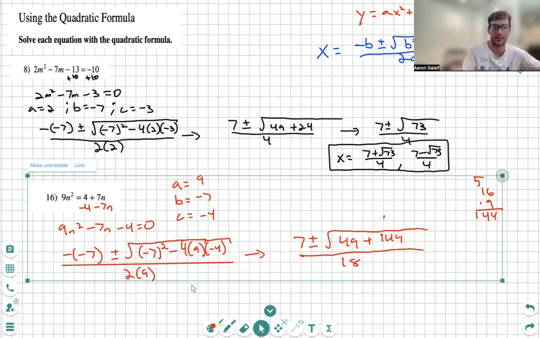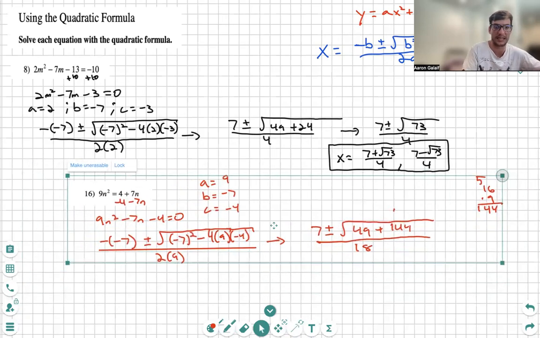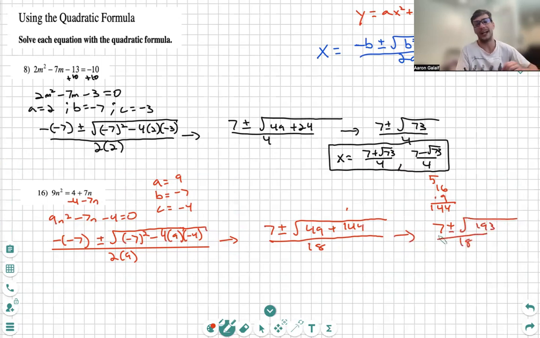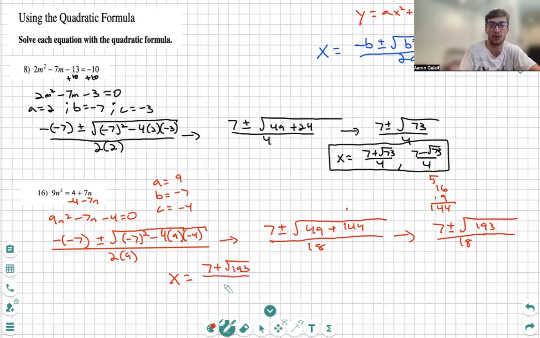Let's minimize this a little bit just for neatness. All right, so we continue to simplify the inside of the square root, 193 over 18. 193 does not simplify and does not have any perfect squares as a factor of it. So all we need to do is write our final answer in the separate form, x equals 7 plus root 193 over 18 and 7 minus root 193 over 18. As you can see, these are not too bad at all.